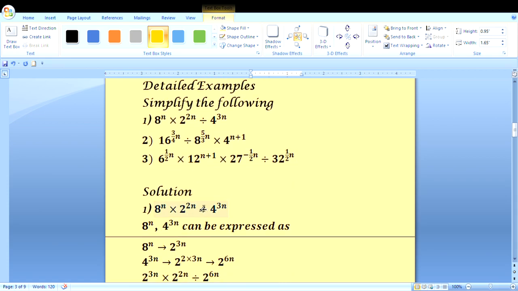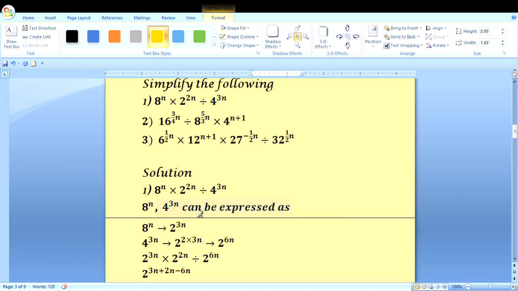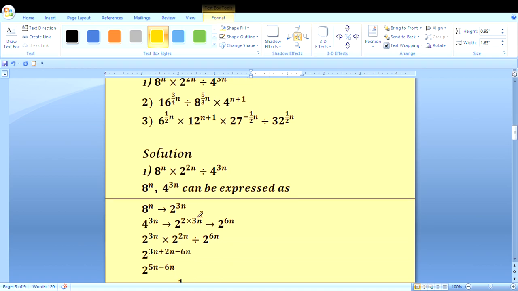We say a raised to the power n times 2 raised to the power 2n, divided by 4 raised to the power 3n. Now all we need to do here, we know the basic concept of indices: all the bases must be the same before we can do the appropriate operation. So here we express 8 raised to the power n as well as 4 raised to the power 3n with a common base of 2. Okay, so 8 raised to the power n is the same thing as 2 raised to the power 3n.